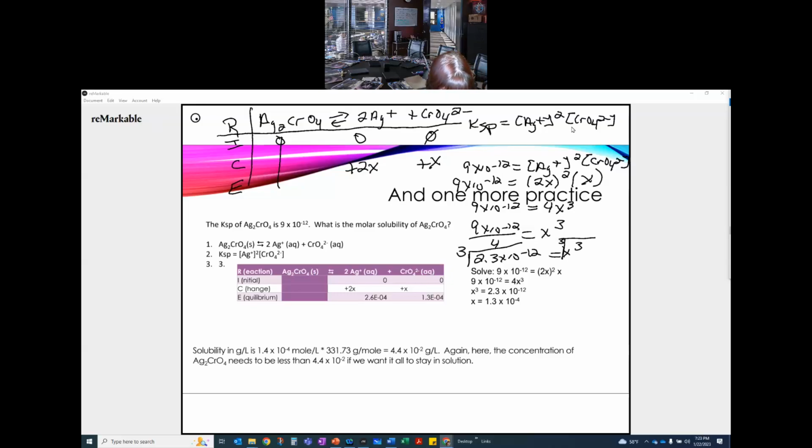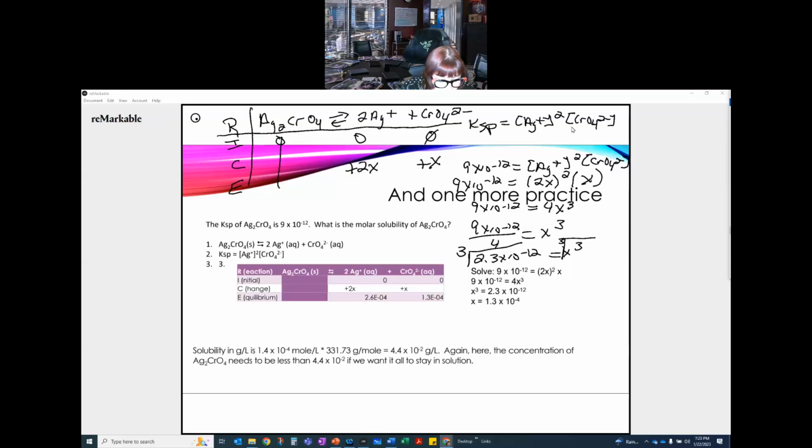So on my calculator, if I want to take a cube root of 2.3, I would put 2.3 second e to the negative 12. And then I'd raise it to that little caret. And then in parentheses, I do 1 divide 3. And that gives me 1.32 times 10 to the minus 4. Okay. I know that's how I do that on my calculator.